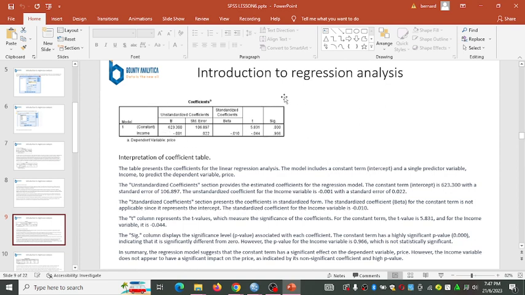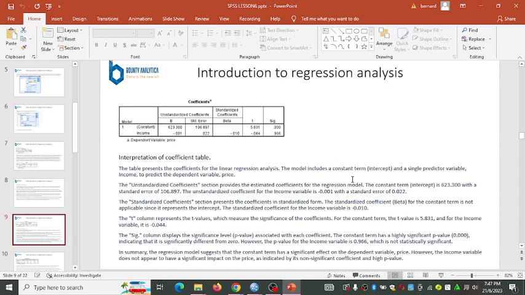And from here you can tell that the impact of income on price is not statistically significant. So we have the unstandardized coefficient section, which provides the estimated coefficient for the regression model, and the constant term or the intercept is 23.3 with a standard error of 106.897.